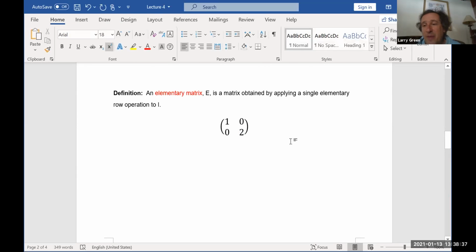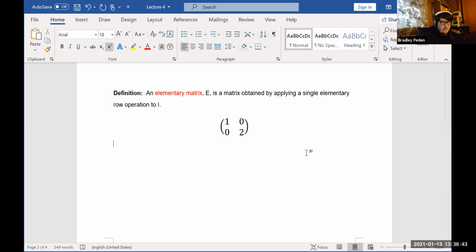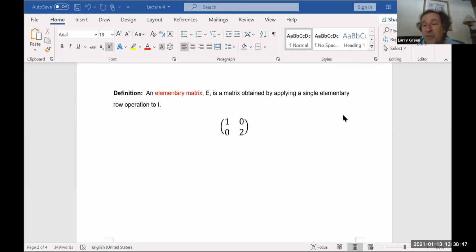Is that an elementary matrix? Yes, that is an elementary matrix, because you take the 2 by 2 identity matrix and you multiply row 2 by 2. Okay. Just a note, I want to give you a nice little application.